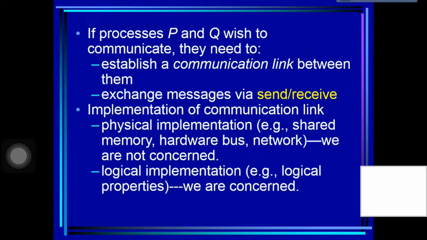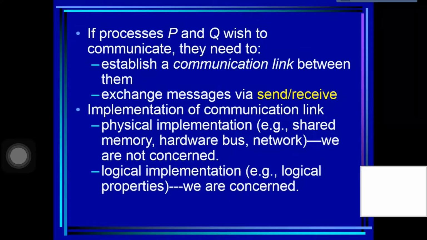If only fixed-sized messages can be sent, the system-level implementation is straightforward. This restriction, however, makes the task of programming more difficult. Conversely, variable-sized messages require a more complex system-level implementation, but the programming task becomes simple. This is a common kind of trade-off seen throughout operating system design.